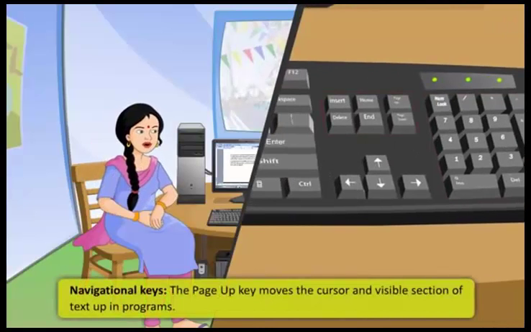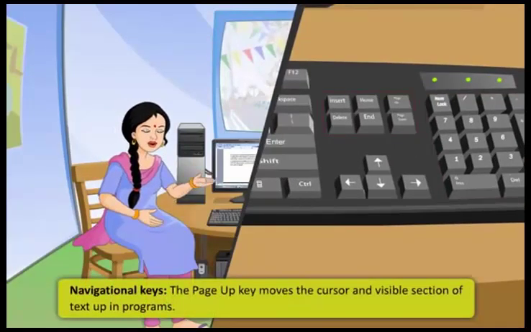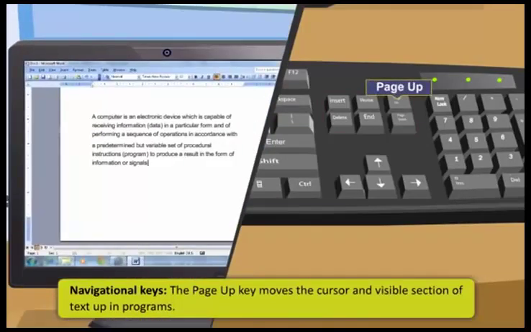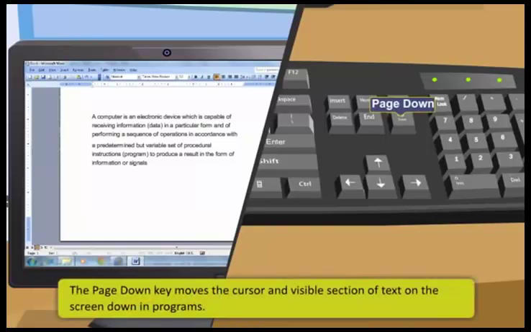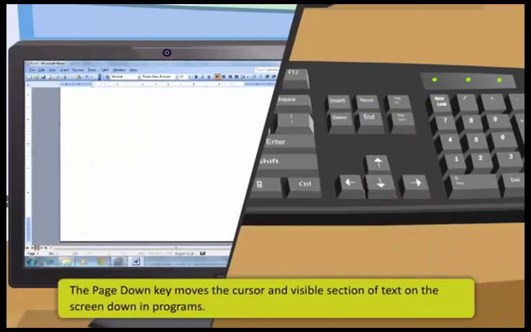These are the navigational keys. They help you to view a page on the monitor. The page up key moves the cursor and visible section of the text up on the screen in programs. The page down key moves the cursor and visible section of text on the screen down in programs.